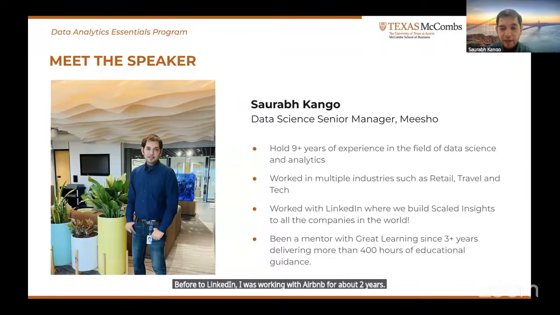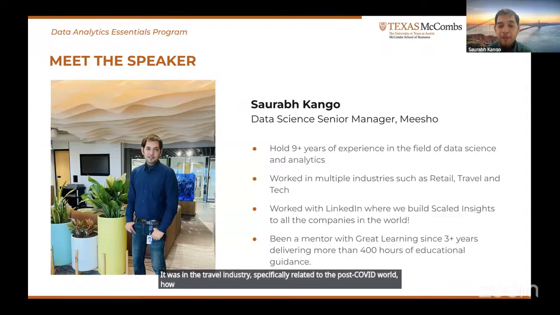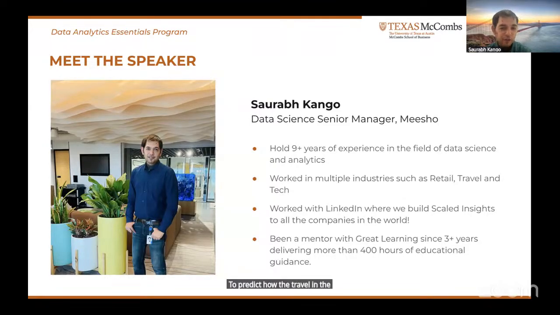It was in the travel industry, specifically related to the post-COVID world. How would travel shape in the next decade or so? That was the main objective, and we would look at the signals that we are getting from the users to predict how travel in the 21st century would look like.